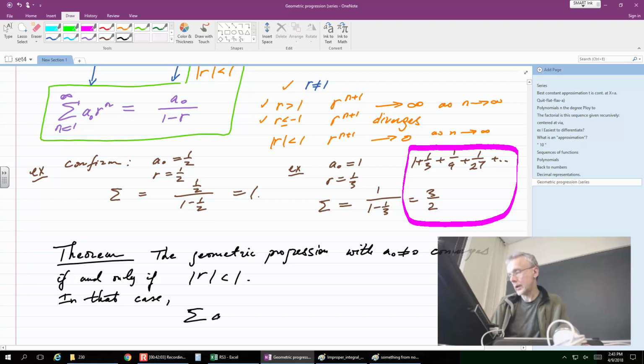The summation of A naught R^n, from 1 to infinity, is equal to A naught over 1 minus R.